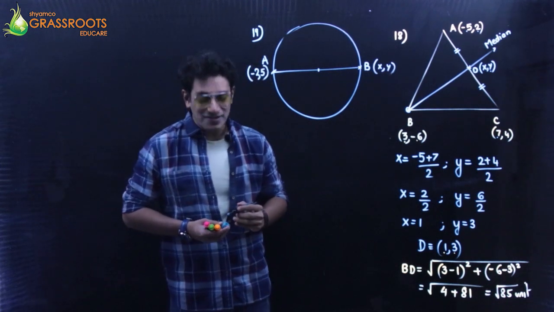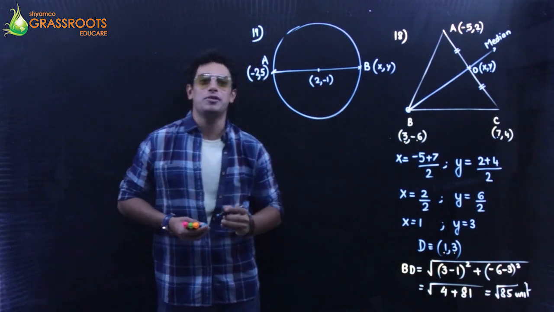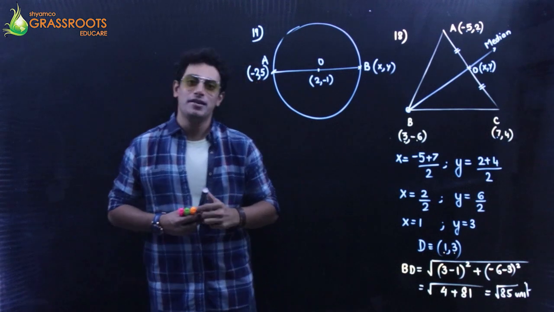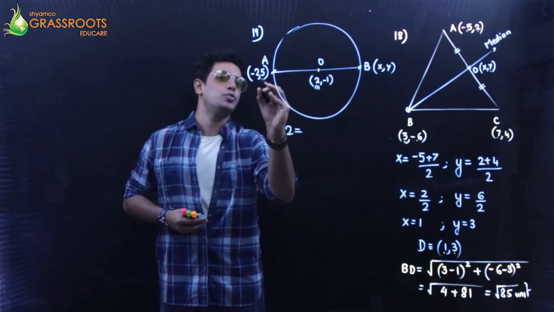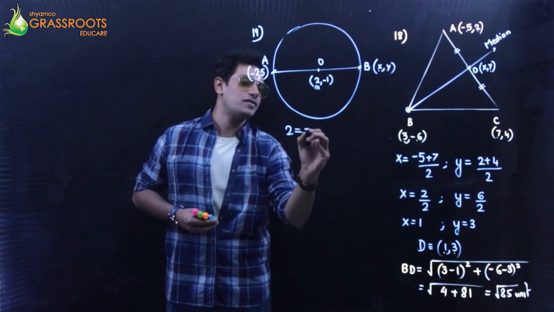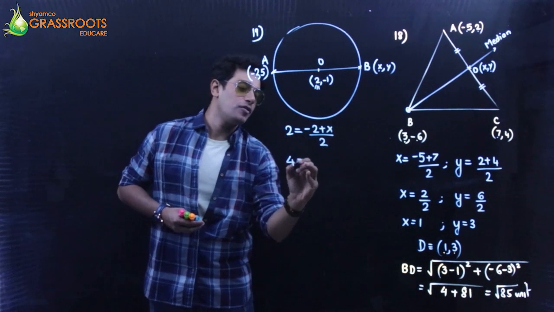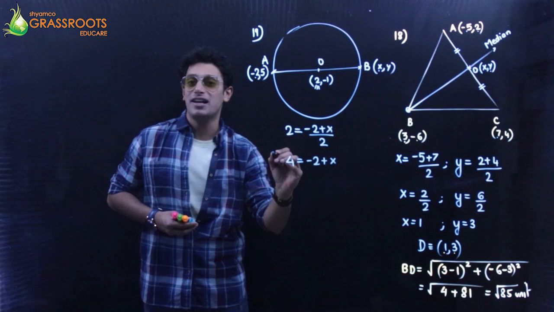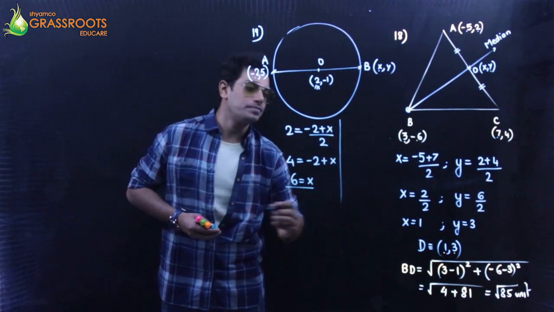And I have been told that the center of the circle is (2, -1). Such a simple question. Center means obviously O is the midpoint. Use the midpoint formula. Start from the center. 2 is equal to (-2 + x) upon 2. Cross multiply. 4 is equal to -2 + x. Minus 2 goes on the other side, becomes plus. x is equal to 6.